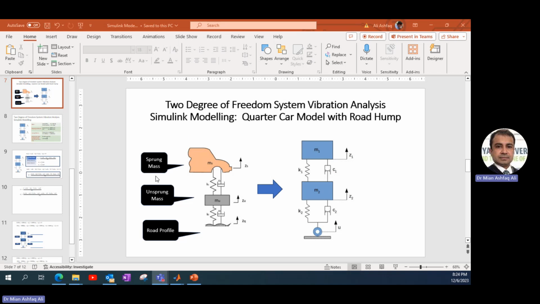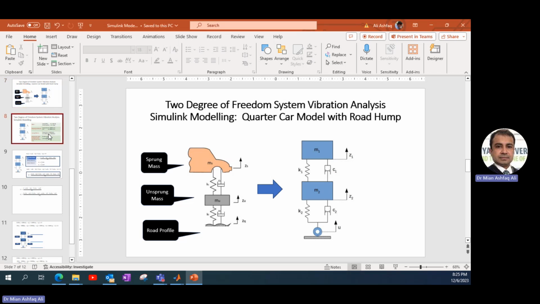On the left, we see an actual system, and on the right side, we have the model representing this problem. So M1 represents the sprung mass, M2 represents the unsprung mass, and from the bottom, we see the input coming from the road profile in the form of a U. K1 and C1 represent the system parameters for the suspension system, which is present between the wheel and the mass of the car, where K2 and C2 are the spring stiffness and the coefficient of damping for the tire material.